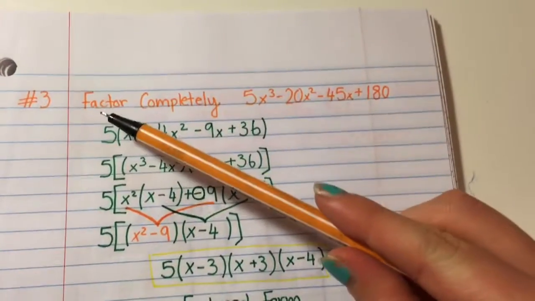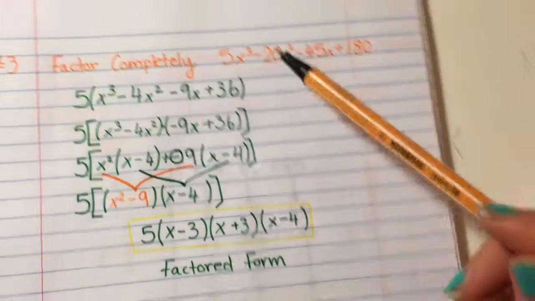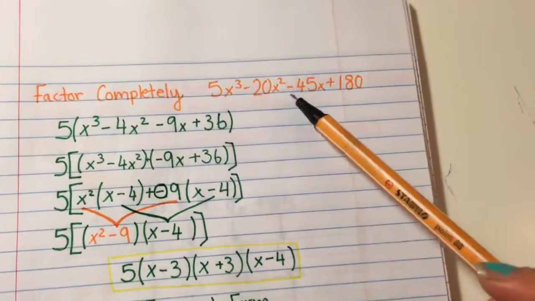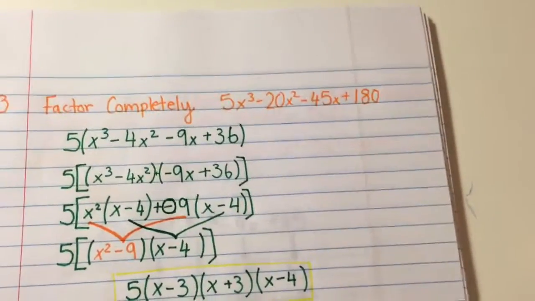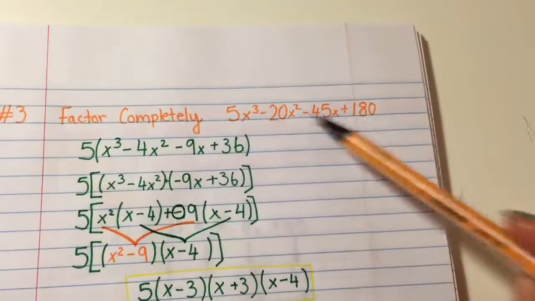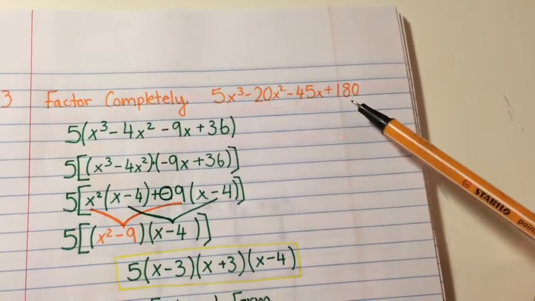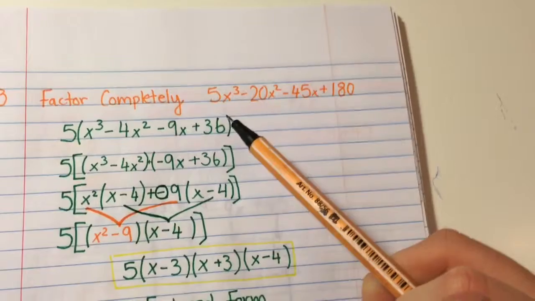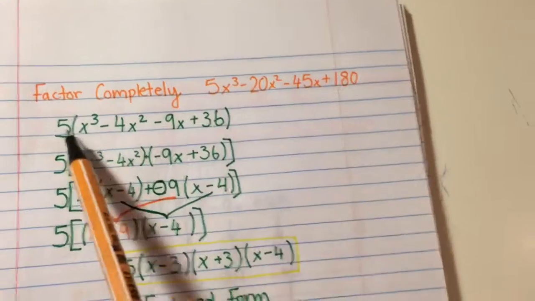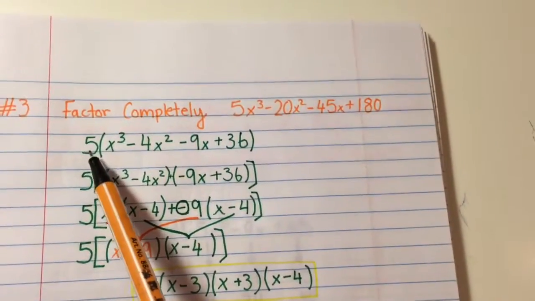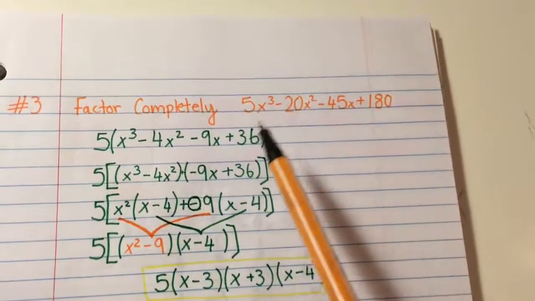And it says to factor completely this: 5x cubed minus 20x squared minus 45x plus 180. So what we're going to do first is find out what goes into all these numbers. You can't do x because 180 doesn't have x, so we have to find a number. So 5 goes into all of these. So we're going to take 5 out and put it out here, and then put all these in here so that when they're multiplied by that, they equal this.